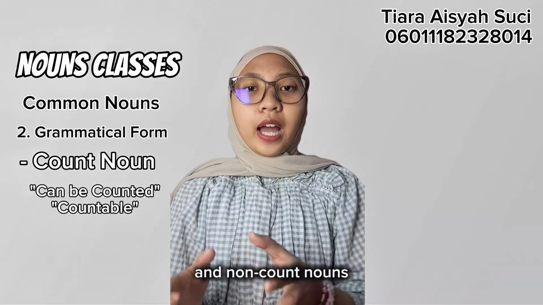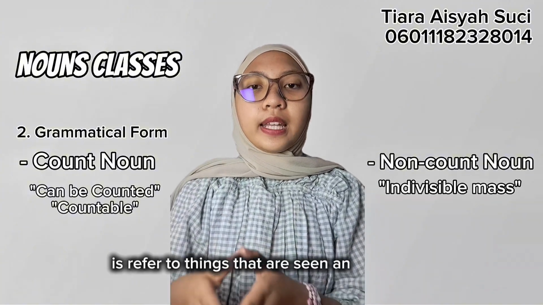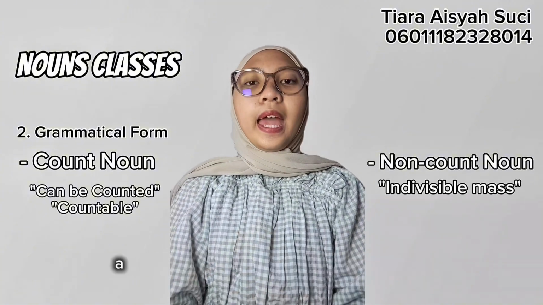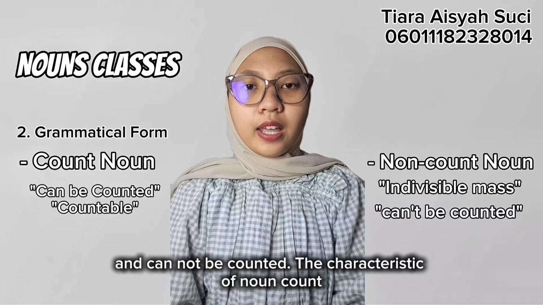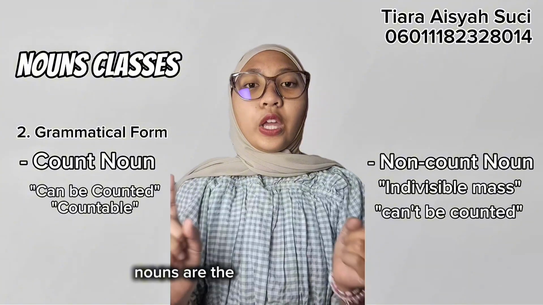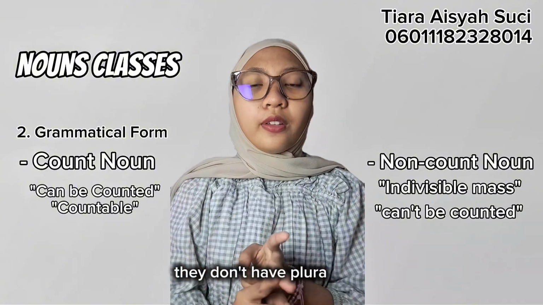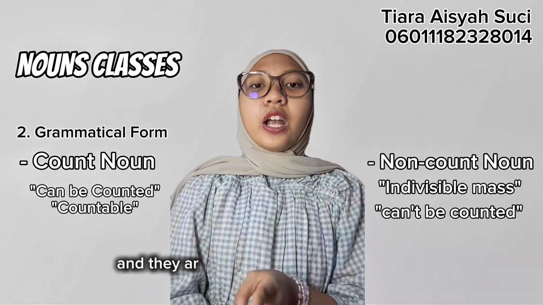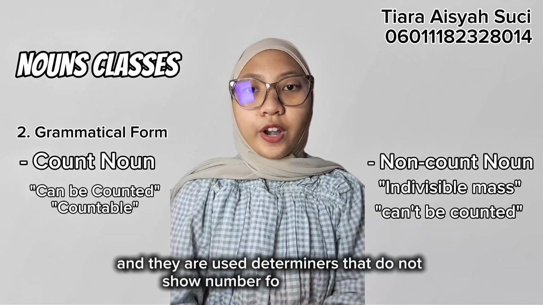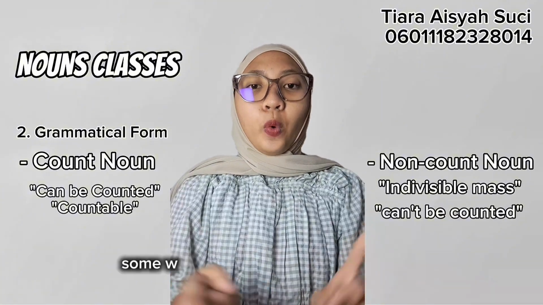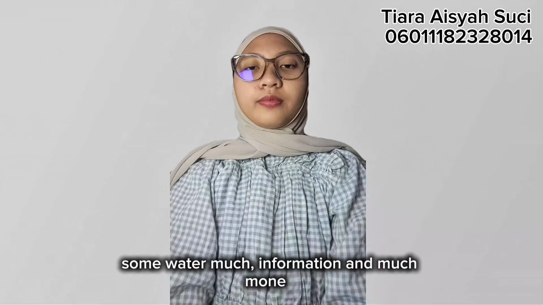And non-count nouns refer to things that are a same indivisible mass and cannot be counted. The characteristics of non-count nouns are they are treated as singular, they don't have a plural form, and they are used with determiners that do not show number. For example, like some water, much information, and much money.